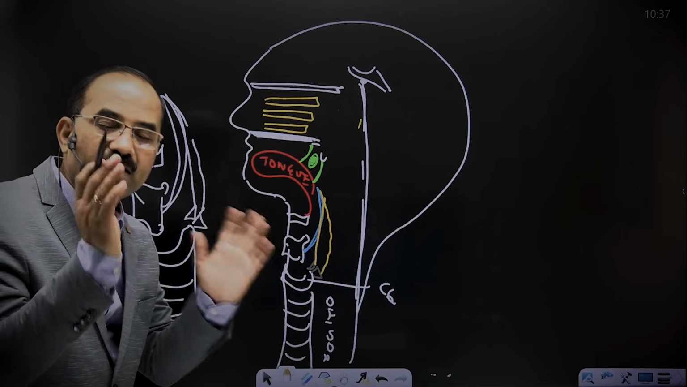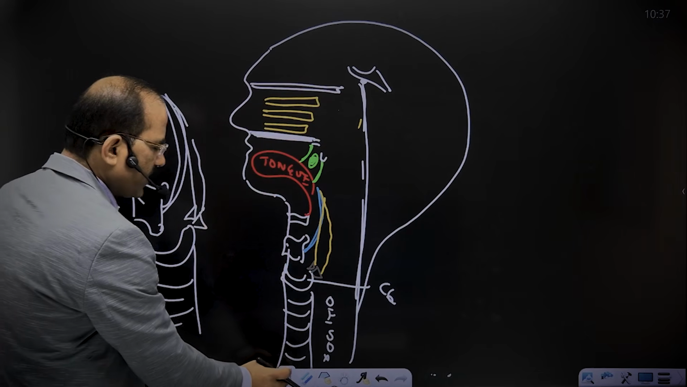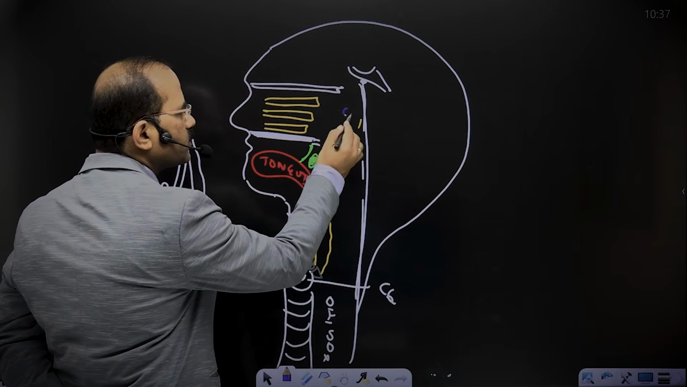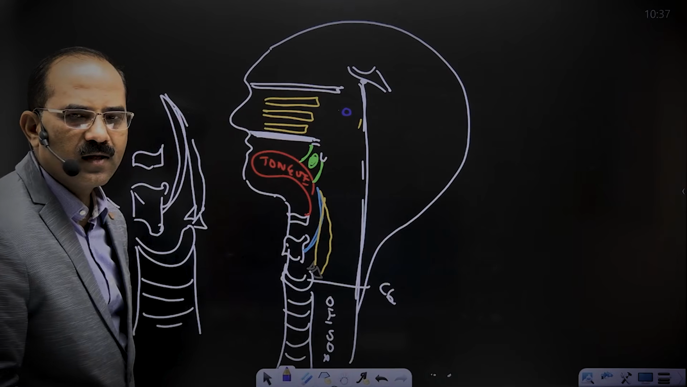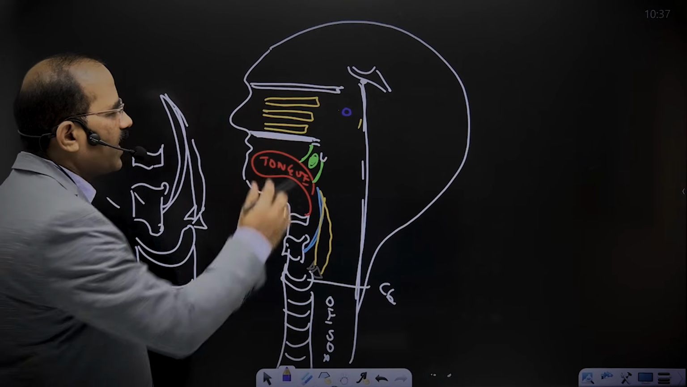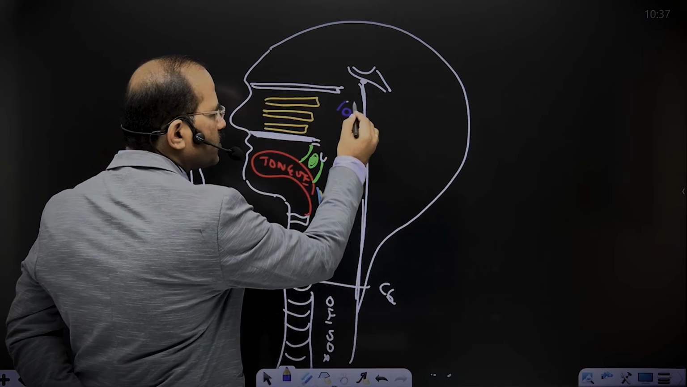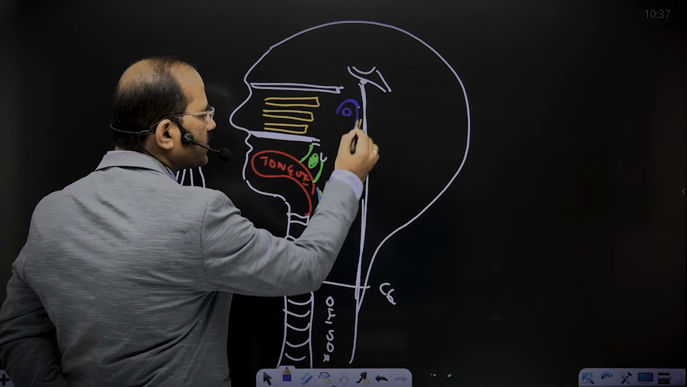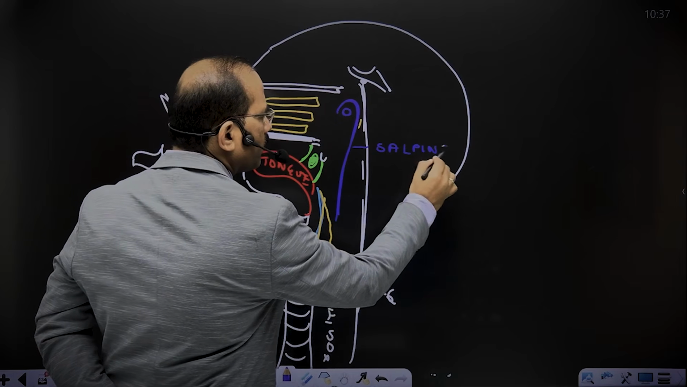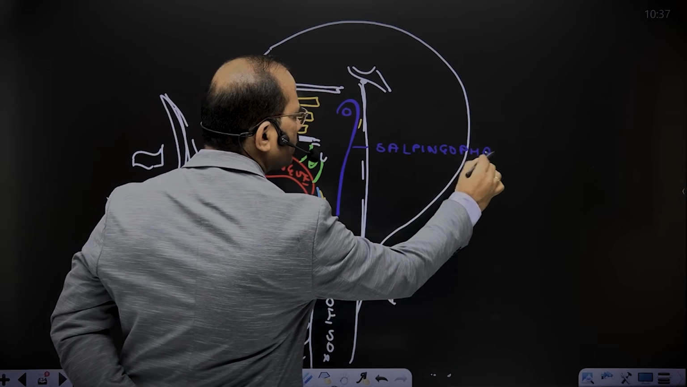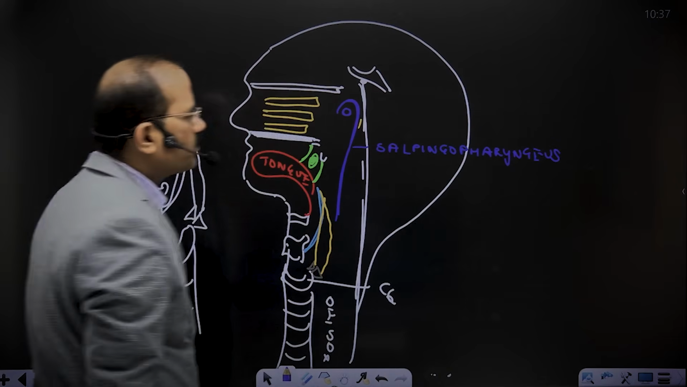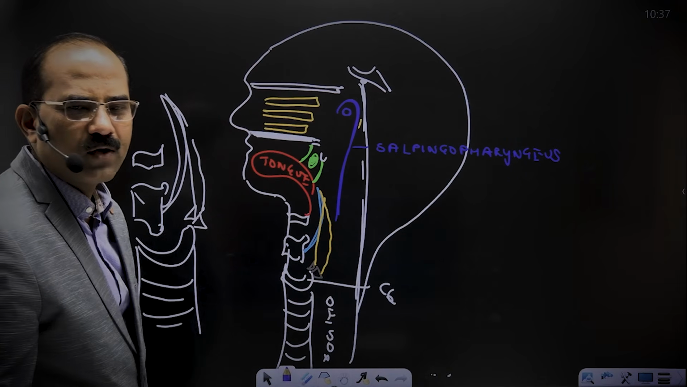Now, what do we get in the nasopharynx, students? We get a tube here. What is this tube known as? The eustachian tube. This eustachian tube was going above the superior constrictor, and it opens in the nasopharynx. From the eustachian tube, we get a muscle here. What is this muscle known as? Salpingopharyngeus. From the eustachian tube, the muscle is known as the salpingopharyngeus.